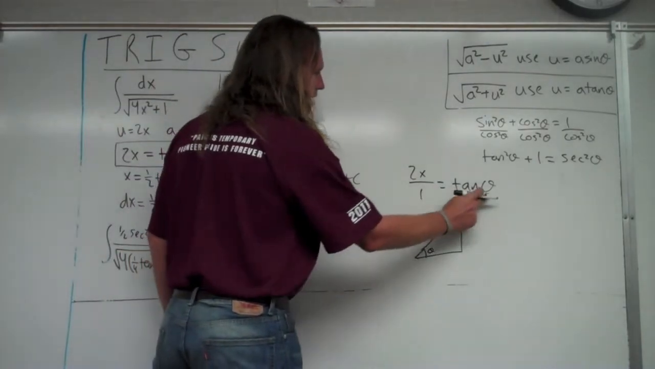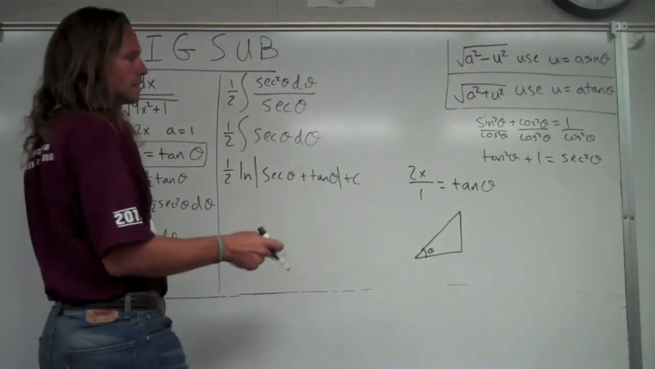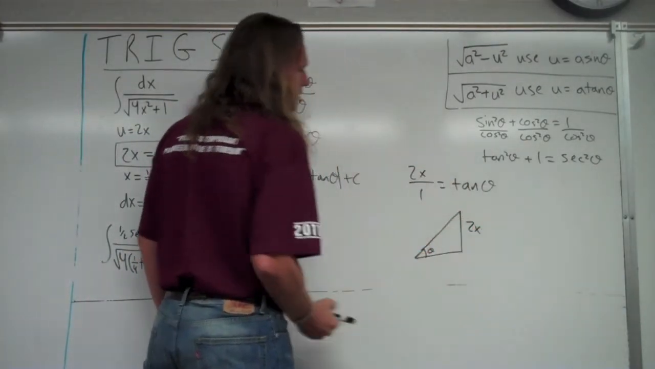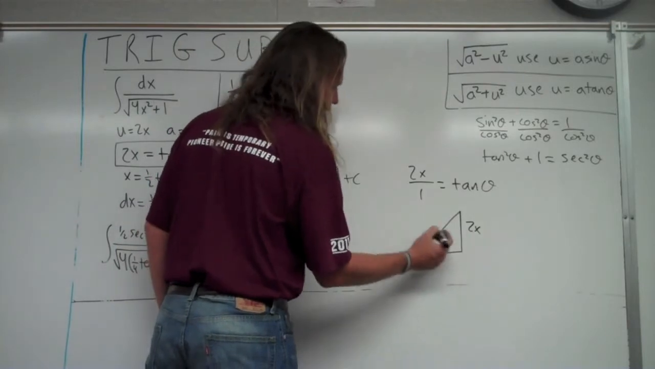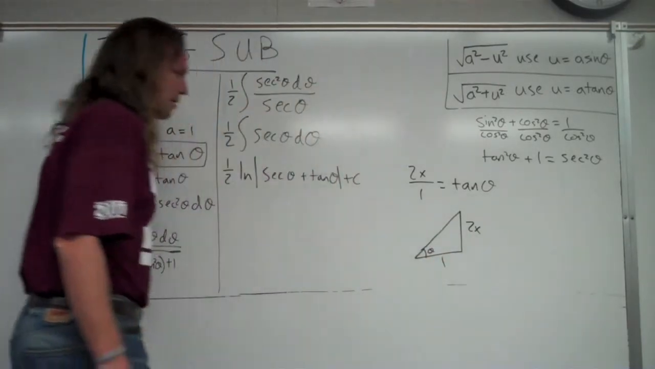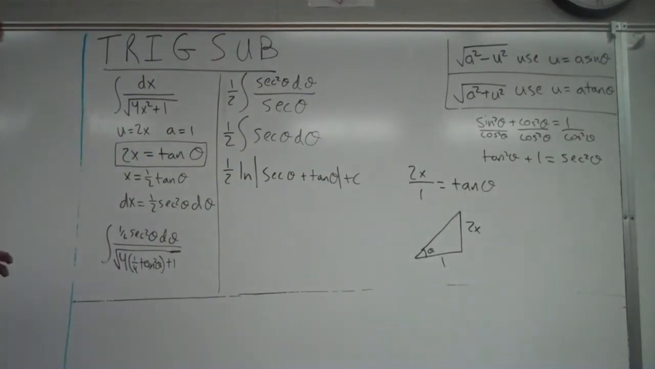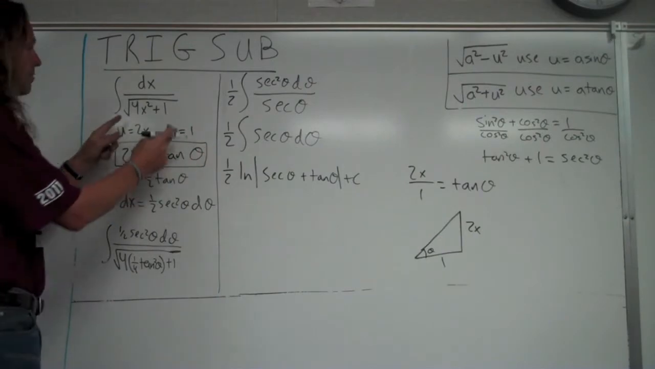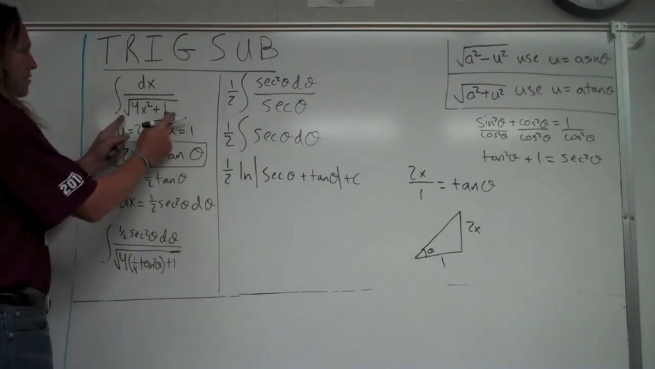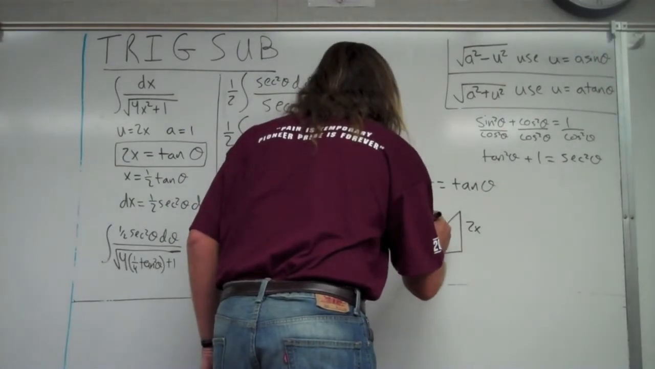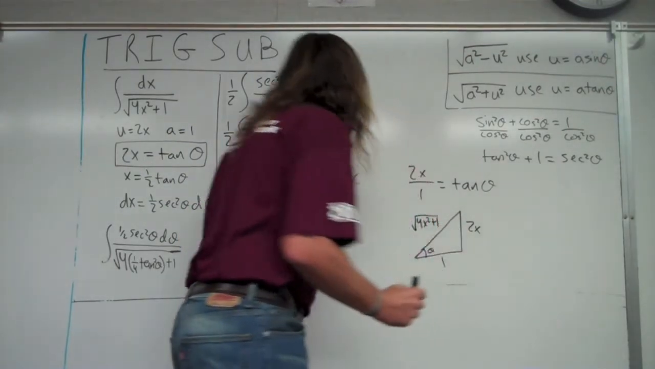And so tangent is equal to opposite over adjacent. So tangent theta, so 2x is opposite theta. 1 is the adjacent side, so 1 is right there. And I can use the Pythagorean theorem to find that missing side, but like I said before, it's always just going to be the square root thing we started with. You can check me on that if you don't believe me. Use the Pythagorean theorem, but it's going to end up being this. So it's the square root of 4x squared plus 1.